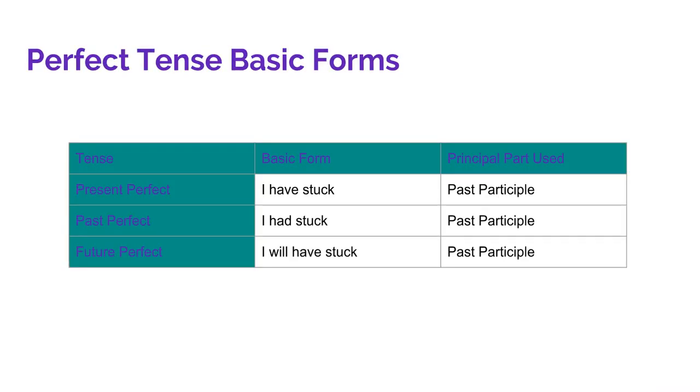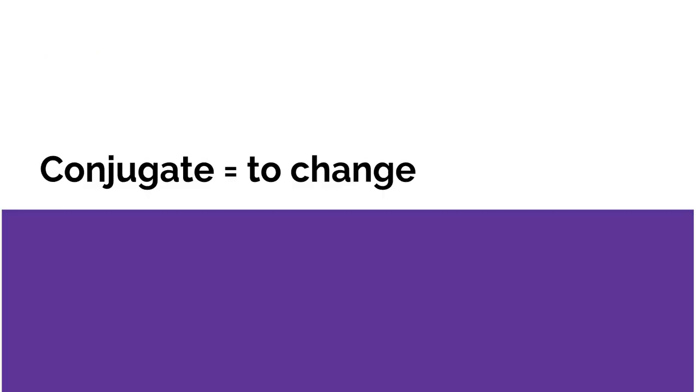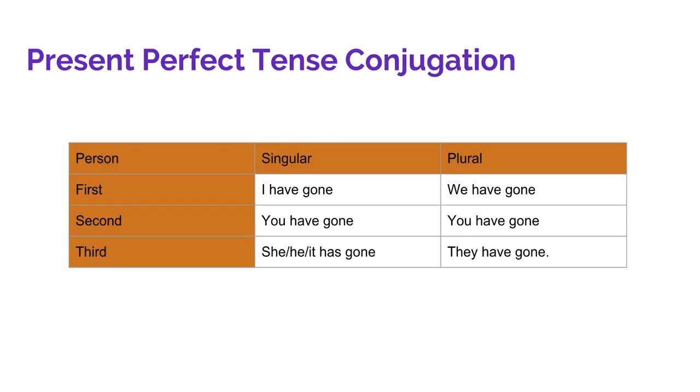Looking at all of these perfect tense forms in one, we have the present perfect I have stuck, past perfect I had stuck, future perfect I will have stuck. Again, all 3 of these perfect tenses use the past participle, but they each use a different helping verb. Have or has for present perfect, had for past perfect, will have for future perfect. Which makes us ready to conjugate.